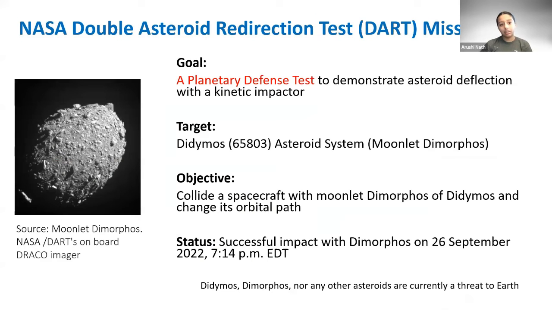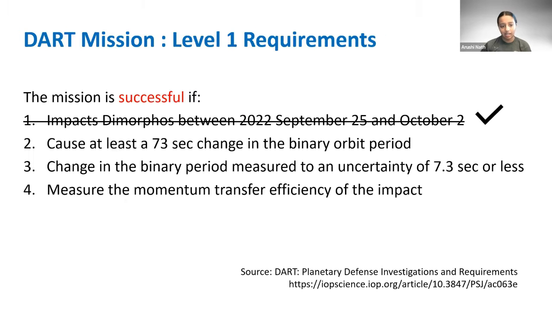So the DART mission, Double Asteroid Redirection Test mission, is a planetary defense test mission that was aimed at the asteroid Didymos. So just to be clear, neither Didymos or any other asteroid currently poses a threat to the Earth. This was just a test mission, but the goal of the mission was to change the orbital path of the moonlet revolving around Didymos. This mission successfully impacted the Didymos system on September 26th, but that was only the first part of the mission.